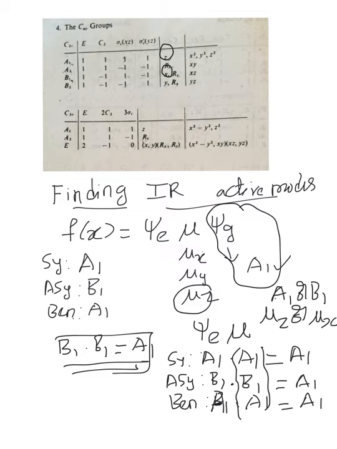So the transitions are allowed with respect to the z component or x component of the dipole moment, but forbidden with respect to the y component, because if I take mu y, this is basically B2. If I take B1 into B2, let us do this: 1 into 1, 1, minus 1 into minus 1, 1, 1 into minus 1, minus 1, minus 1. So this is not equal to A1.